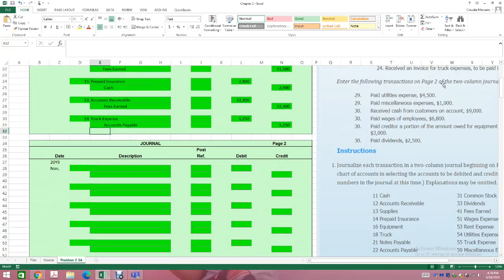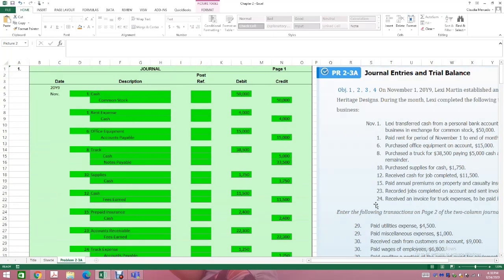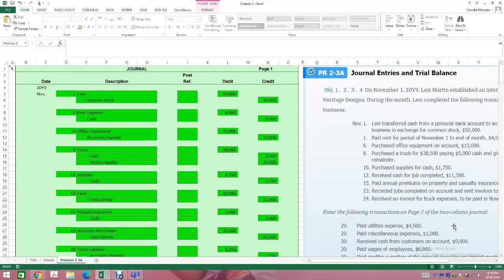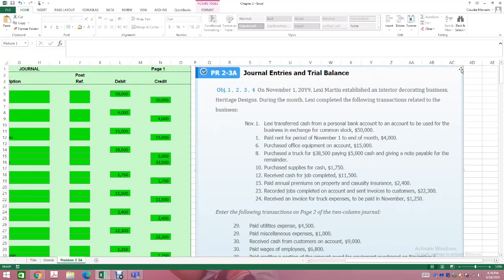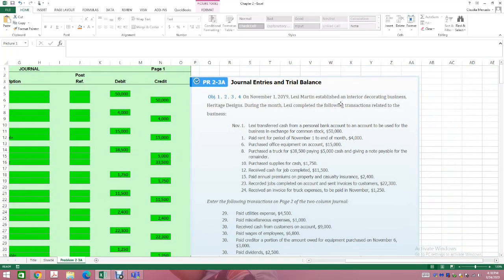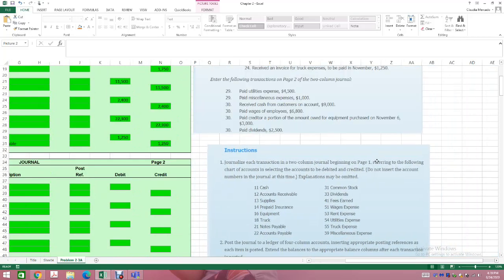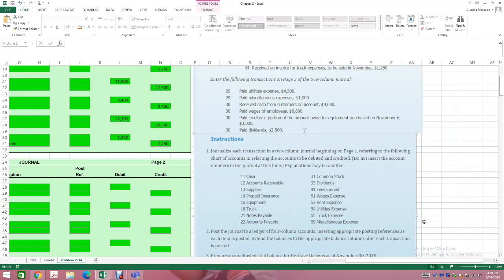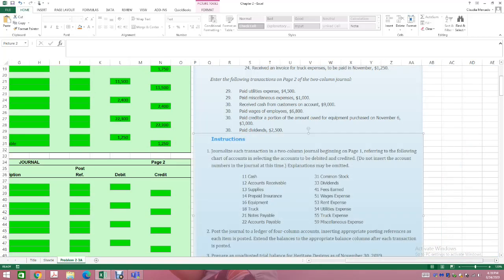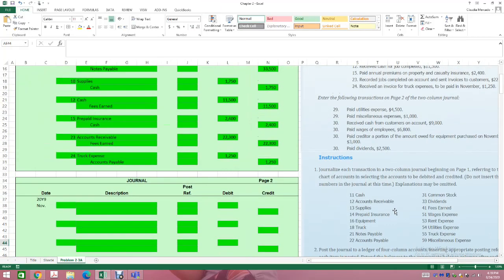Now I'm going to go to the transactions that need to go on page 2. Okay? Let me see if I can make this a little bit smaller so I don't have to be scrolling back and forth. There we go. Thank you for your patience with me. There we go. Okay.